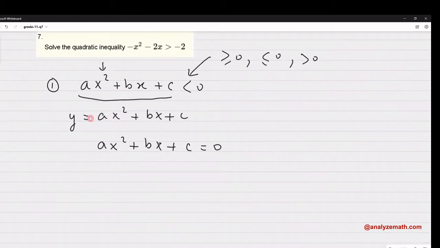If I try to graph the function y equal to ax² + bx + c, among other things, I can go and find the x-intercept. To find the x-intercept, I need to solve this equation. This can be solved by factoring, using the quadratic formula, extracting the square root, completing the square, and so on. We are going to solve it using the quadratic formula, in which case first you go and you find the discriminant.